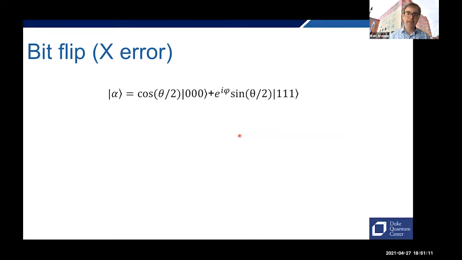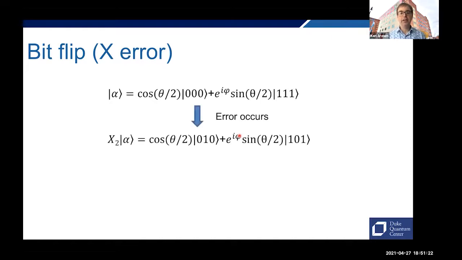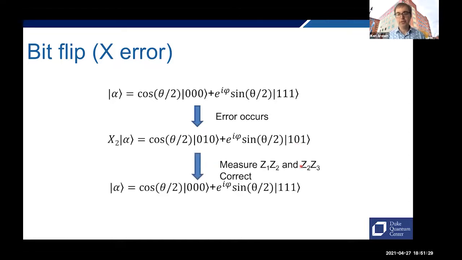So again, let's just look at it from the perspective of the wave function. Here is just some arbitrary wave function encoded in this logical qubit. An error occurs, which flips this middle bit. I check my two stabilizers, and I find that they're both minus one. So this one's minus one because these guys disagree, and this one's minus one because Z2, Z3 disagrees. Then I just correct by applying an X to the middle qubit, and I get back exactly the state that I started with. And that's the process of how to do this measurement.